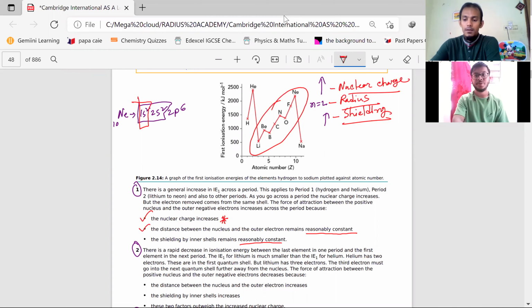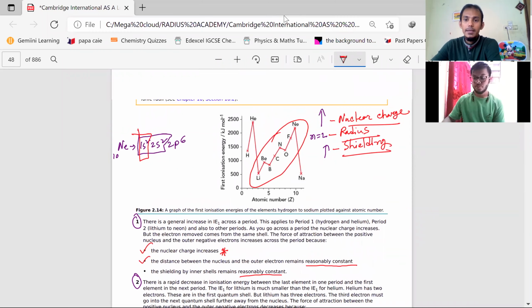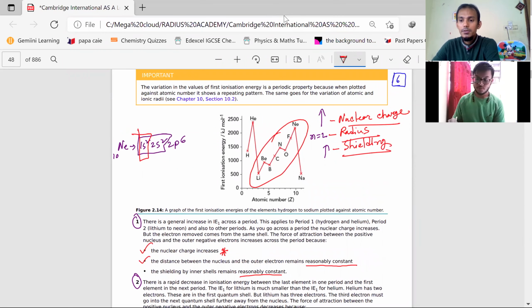Yes, sir. Okay, so as I'm saying, you must touch these 3 points. Think properly and write accordingly. Nuclear charge is increasing from lithium to neon or across a period. Atomic radius, the distance between the nucleus and outer electron, means atomic radius.